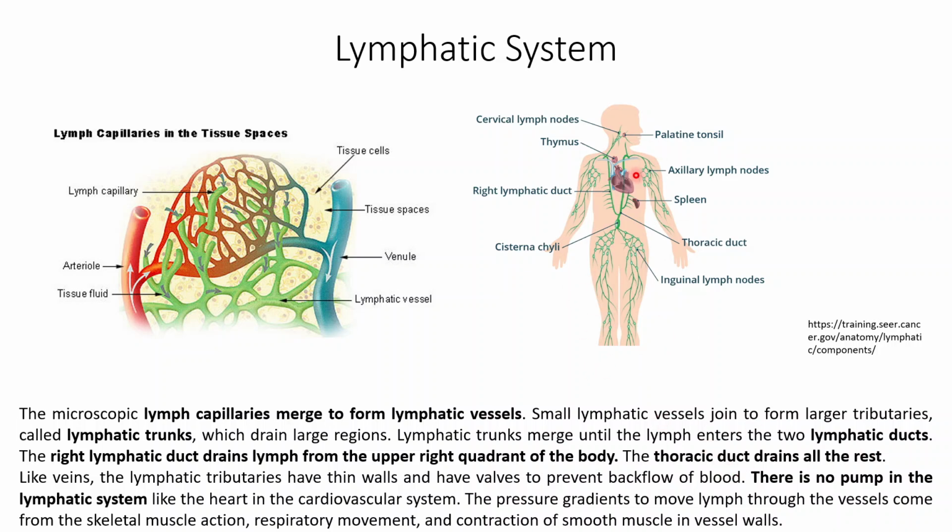Now, why is it so unequally spaced out? I don't know. You'll have to look it up. That's a question that maybe you could try to think about. Like veins, for instance, the lymphatic tributaries, as I mentioned, have very thin walls and valves to prevent backflow.